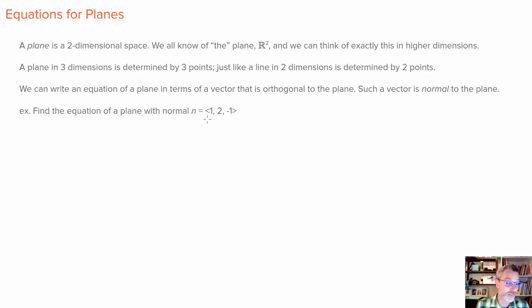And it helps us out quite a bit, because if we want to find the equation of a plane with normal 1, 2, -1, well, that plane, if this is the normal, consists of all points that are orthogonal to this vector. I'm going to narrow this down, though. I'm going to say it goes through the origin, because we're going to deal with a separate case in a moment.